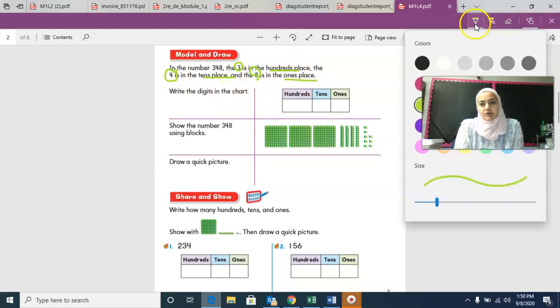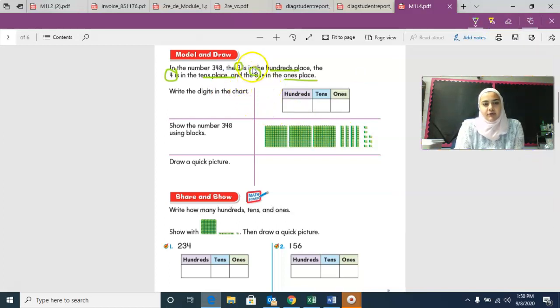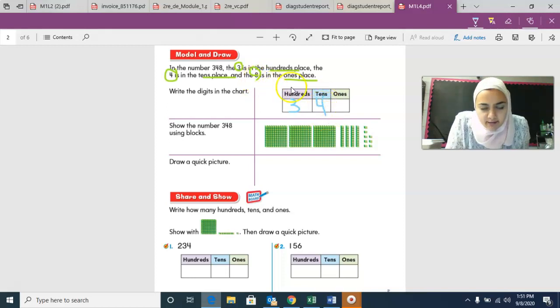So all we're going to do is plug that in. I'm going to play with the colors. I'm going to use light blue. Okay. So the 3 is in the hundreds place, so where am I going to draw the 3? In the hundreds place. The 4 is in the tens place, so I'll draw it where it says 10. And the 8 is in the ones place. I kind of drew over it. Yep. The 8 is in the ones place, so I'm going to write 8 right there.